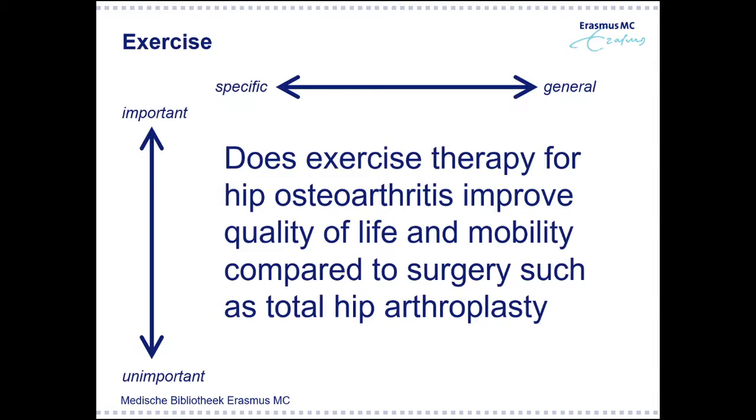Now, use this method to consider the next research question. Does exercise therapy for hip osteoarthritis improve quality of life and mobility compared to surgery such as total hip arthroplasty? Determine the elements in this research question and decide which of these elements you would use in a search strategy. Don't forget to group elements that are related together into one element.